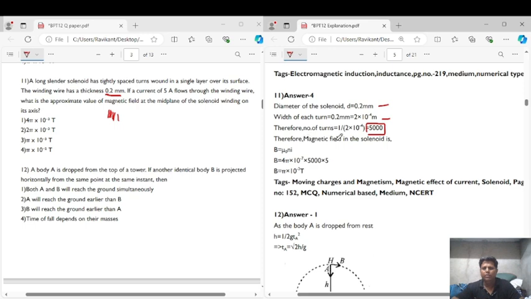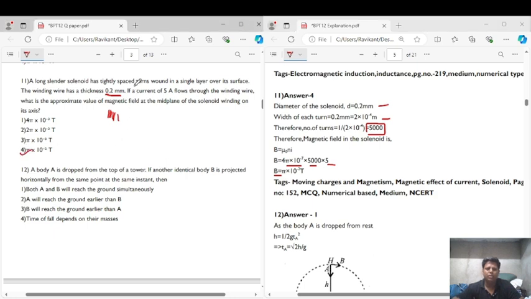Now, the magnetic field in the solenoid is given by B is equal to mu naught into N into I. So putting the values, mu naught, N is 5000, I is 5 ampere as given in the question. Finally, we get B is equal to pi into 10 to the power of minus 2 Tesla. So for question number 11, the correct answer is option number 4, that is pi into 10 to the power of minus 2 Tesla.